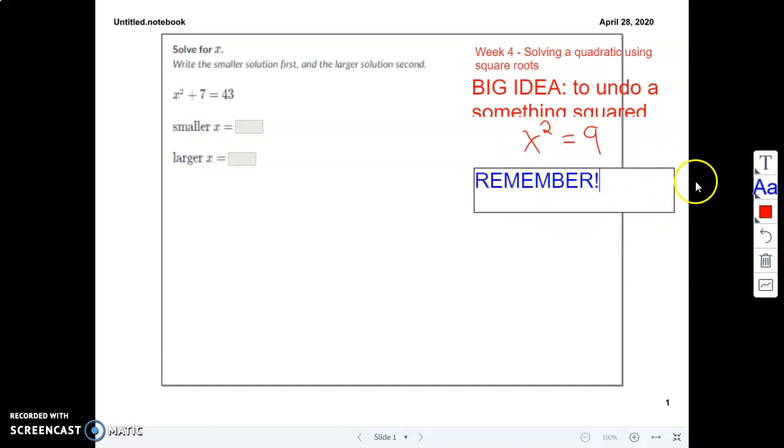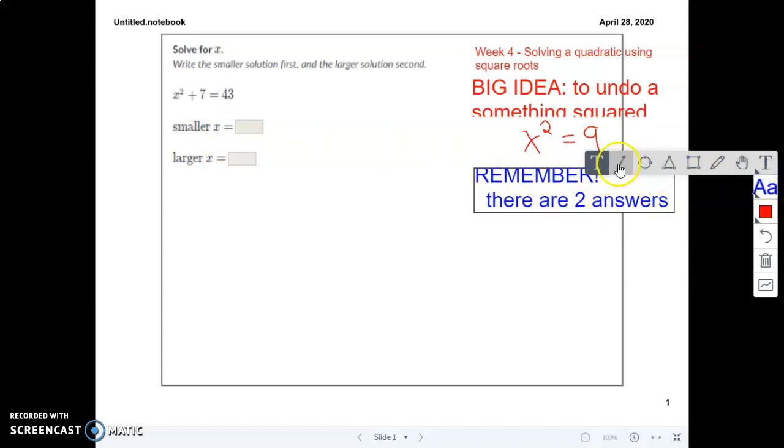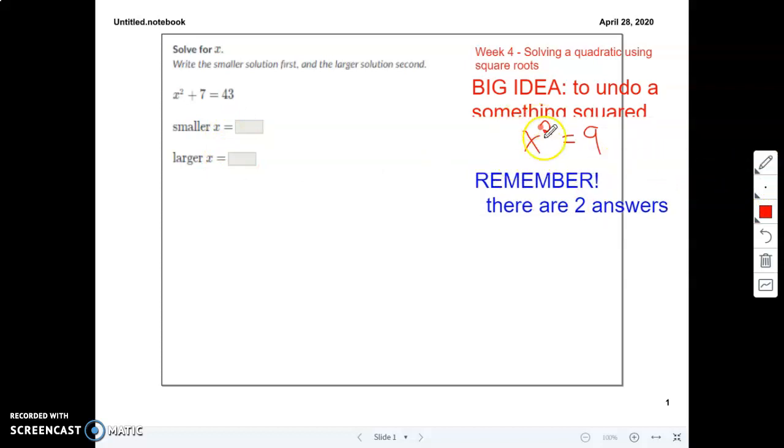Remember, so we have to remember that when we take the square root, there's actually 2 solutions to this. That's why there are 2 answers. That's why it says the smaller x and the larger x. And this is why, because when you think about all the numbers that you can square and get 9, well, a lot of you would say, well, 3 squared is 9. And we know that because 3 times 3 equals 9. That's one way we could say we know that, right?